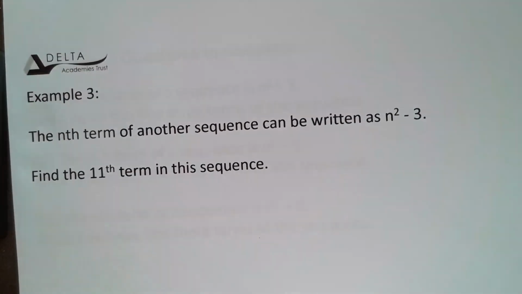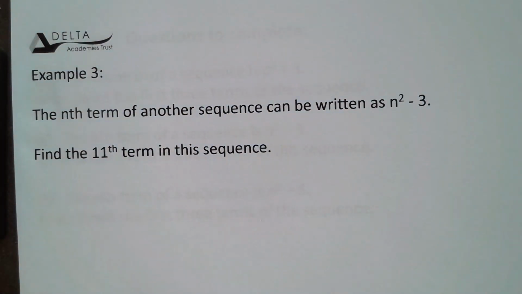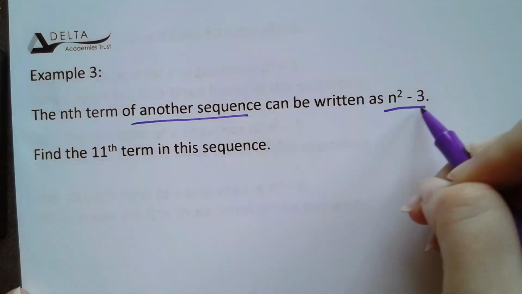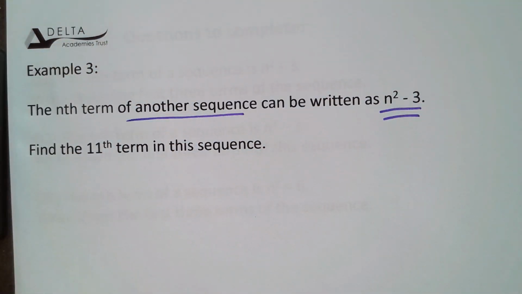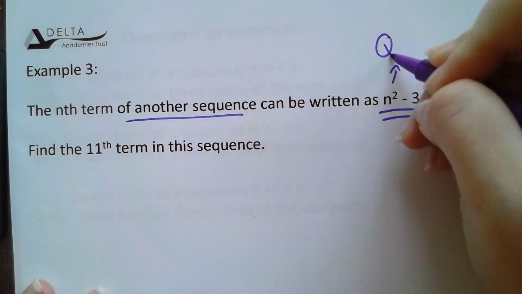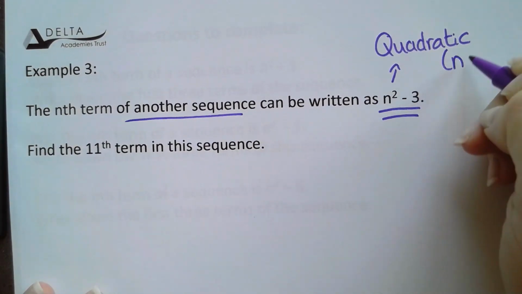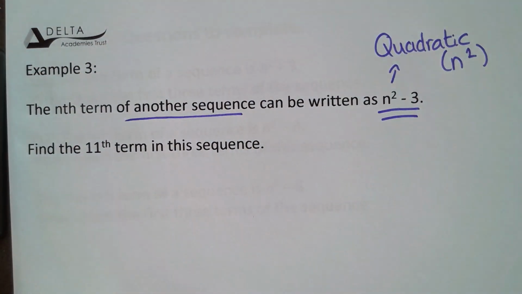We're now going to move on, instead of having an arithmetic or linear sequence, to having another sequence. This is n squared minus 3. If you're doing higher, you'll probably recognise this as a quadratic sequence. We know that it's quadratic because it's based on the square numbers. There's a squared in there.